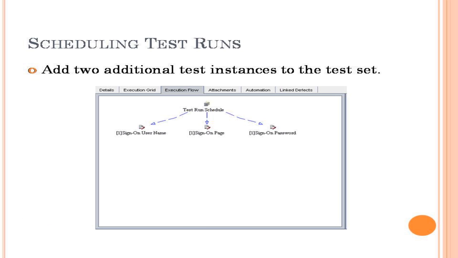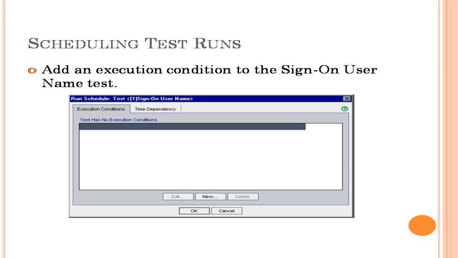4. Add 2 additional test instances to the test set. Drag the sign-on username test to the execution flow area. The Parameters of Test dialog box opens. Click Cancel. Double-click the sign-on password test to add it to the execution flow. The Parameters of Test dialog box opens. Click Cancel.